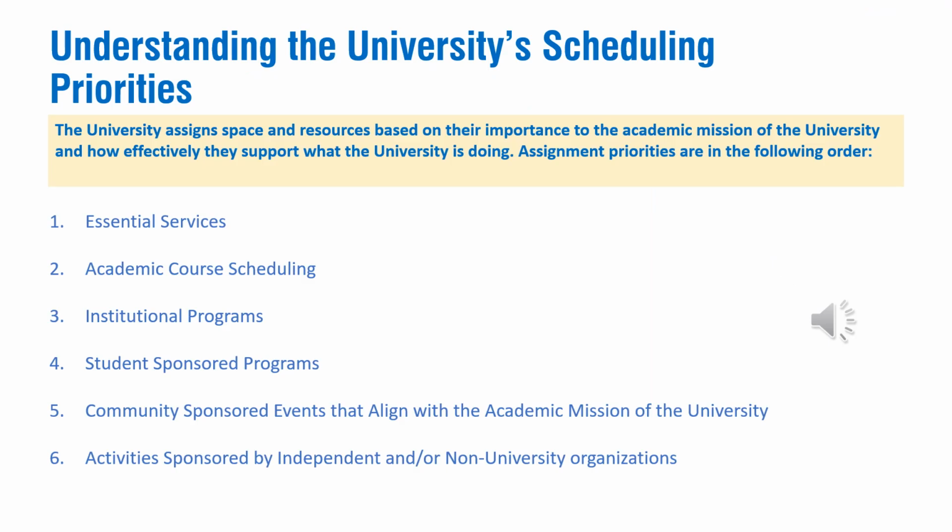Understanding the university's scheduling priorities. The university assigns space and resources based on their importance to the academic mission of the university and how effectively they support what the university is doing. Assignment priorities are in the following order: essential services, academic course scheduling, institutional programs, student-sponsored programs, community-sponsored events that align with the academic mission of the university, and activities sponsored by independent and/or non-university organizations.